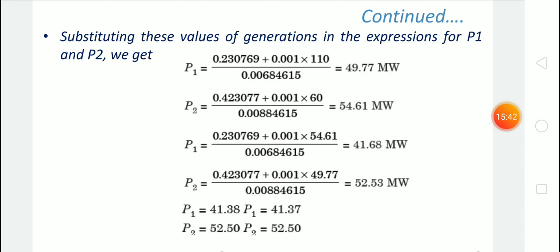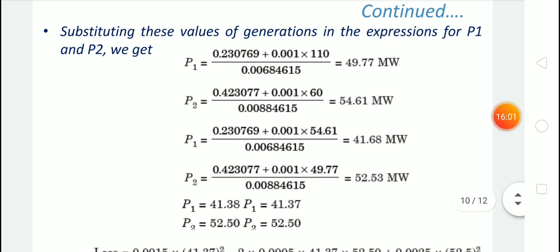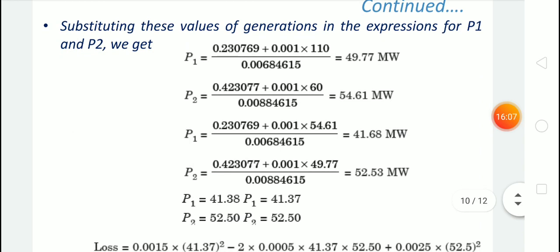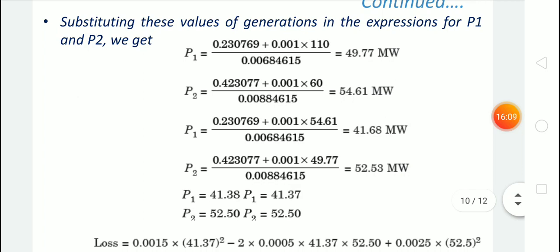For the next iteration we can substitute new values. Here P1 is 49.77 and P2 is 54.61. That can be substituted in the next case. So here P1 can be found out by substituting 54.61 for P2 and 49.77 for P1. Then the obtained values are 41.68 and 52.53.